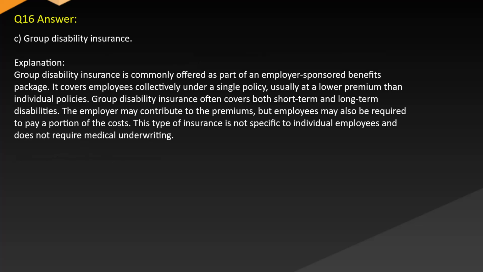Answer: C. Group disability insurance. Explanation: group disability insurance is commonly offered as part of an employer-sponsored benefits package. It covers employees collectively under a single policy, usually at a lower premium than individual policies. Group disability insurance often covers both short-term and long-term disabilities. The employer may contribute to the premiums, but employees may also be required to pay a portion of the costs. This type of insurance is not specific to individual employees and does not require medical underwriting.